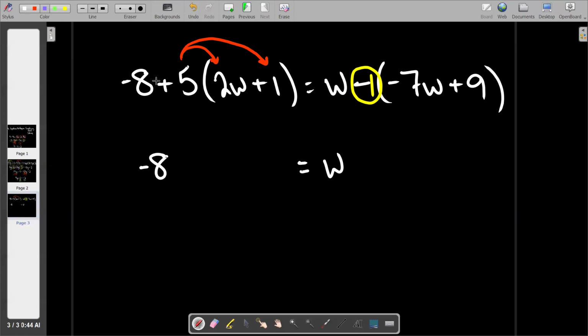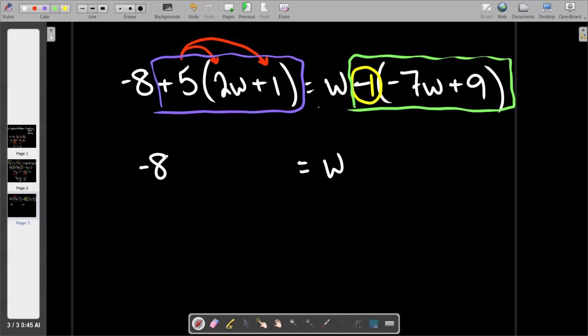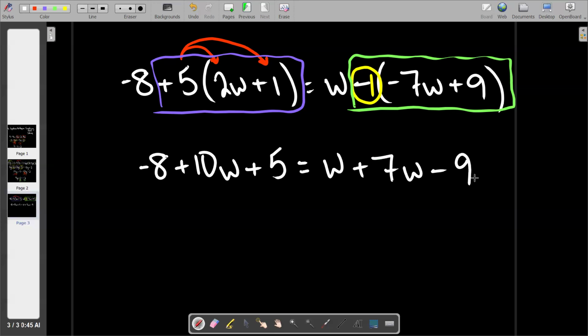So now, purple box, math problem. Green box, math problem. What's in the purple box? What do we get? W. Green box. What do we get? Gorgeous answer.